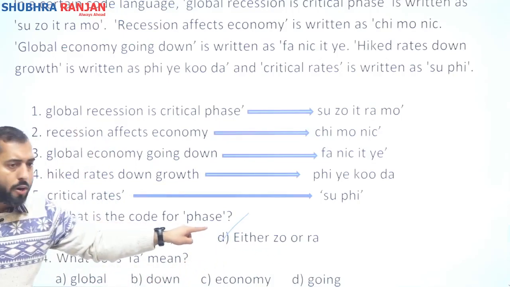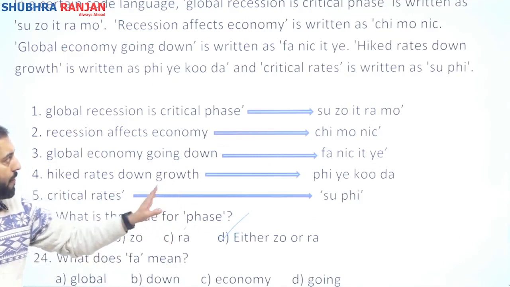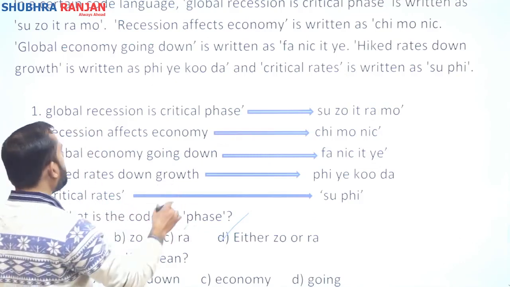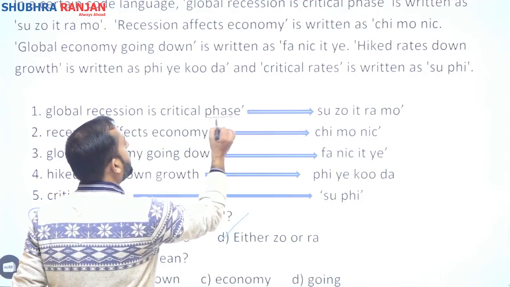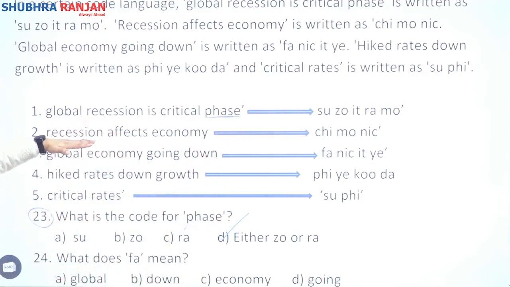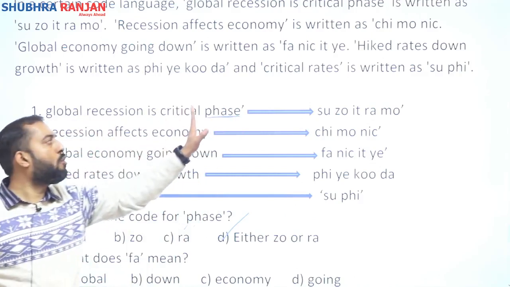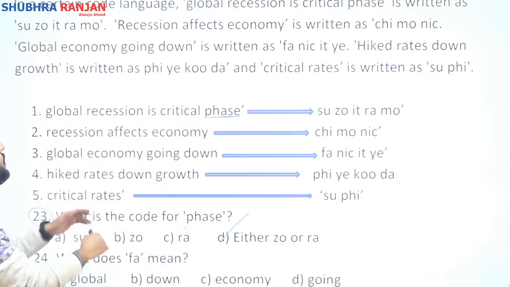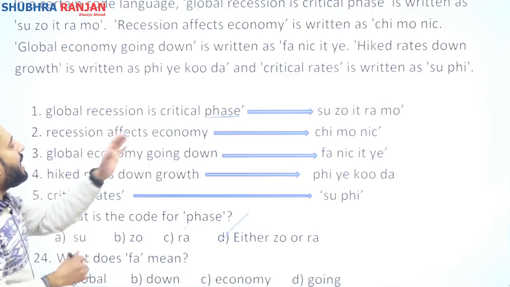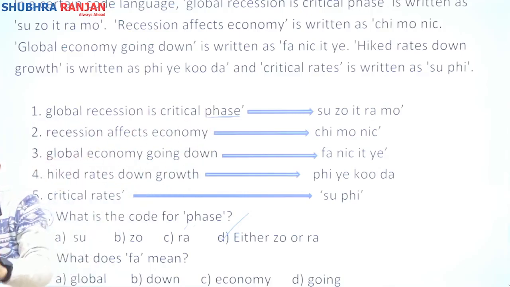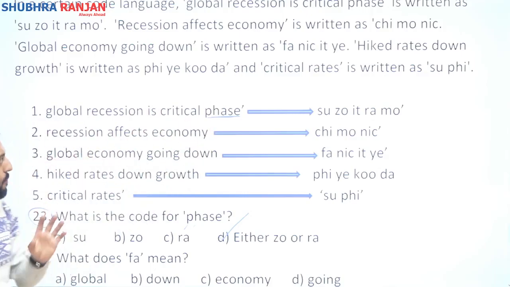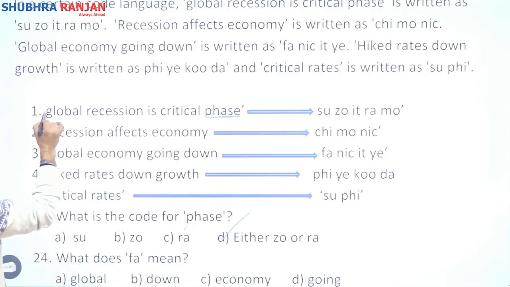We want the code for phase, and I can see phase is present only in the first statement. Is there any other statement where phase is present? No. That means I cannot find out the code of phase directly over here. So we have to find it out indirectly. So for that, let's find out the code for global first.